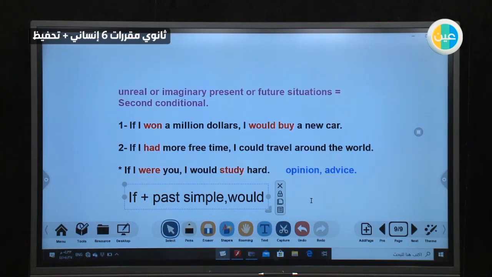Yes, this is an exception because here we are expressing our opinion or giving advice. So if you are giving advice or opinion in the second conditional, if with the past, you are the one who is giving, you will use were, not was. Okay.